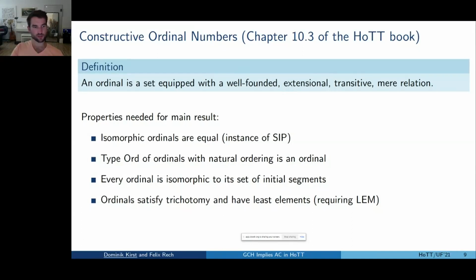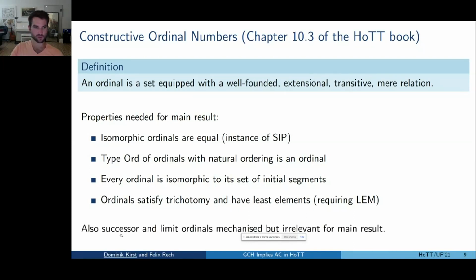results. But we also need one classical result, namely that if you assume excluded middle, or in our context, assuming GCH, ordinals behave classically. So they are trichotomous, and for every non-empty subset, they actually provide a least element. And we also do some more. So we also construct successor and limit ordinals, but that's not relevant for the main result.